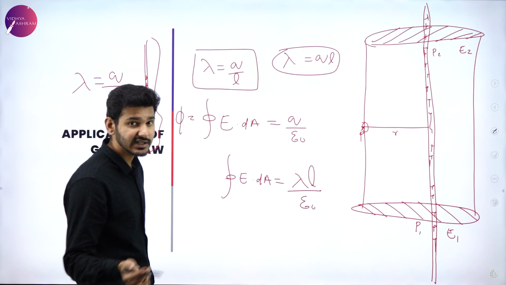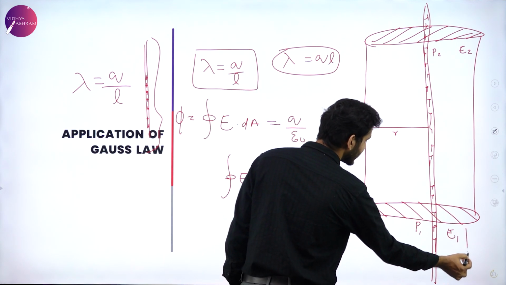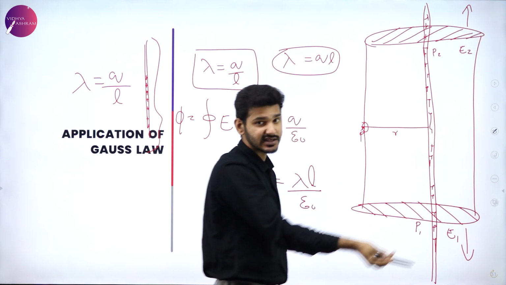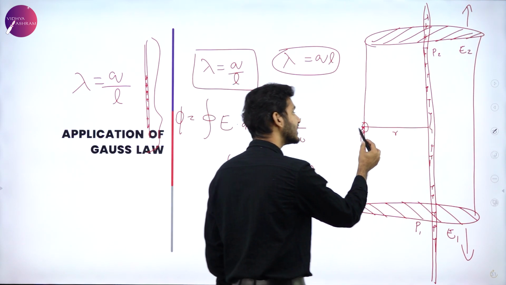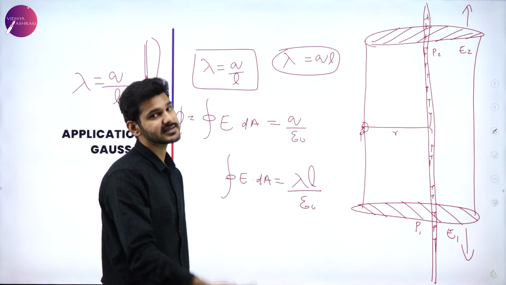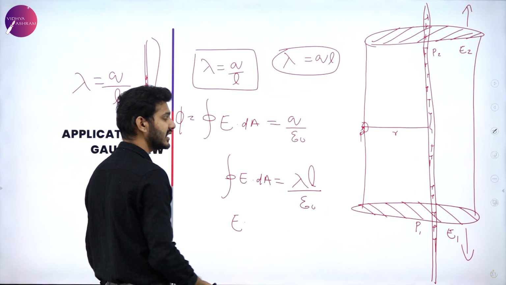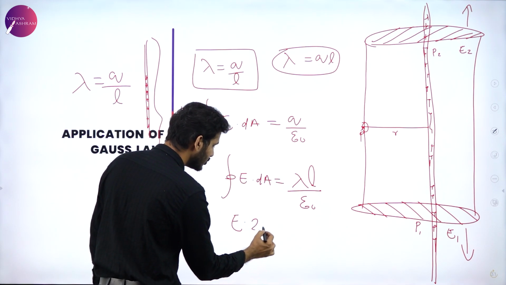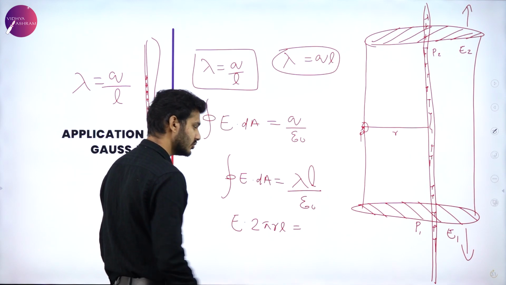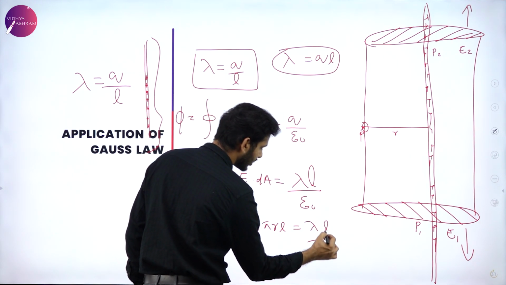And the thing to be remembered here is that these vertical components are opposite in direction and they cancel each other out, so we are only considering this particular curved surface area. Then we can say that E times the area, which is nothing but 2 pi RL, will be equal to lambda times L divided by epsilon naught.